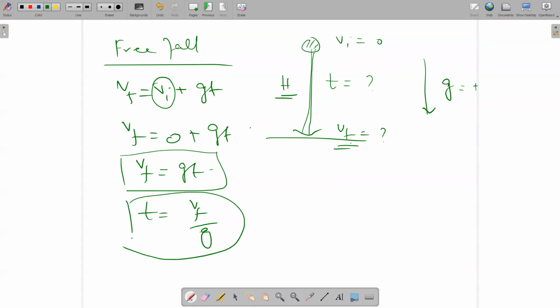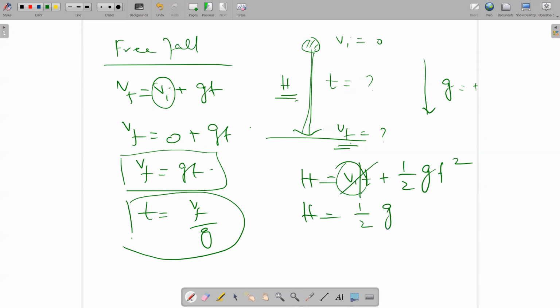And similarly, if you want to find H, what will you do? H is equal to VI T plus half GT square. VI is 0, so this factor is 0 and the answer is 1 over 2 GT square. And this formula you will use in your practical lab when you study this experiment that is called free fall motion. In free fall motion, you will use this formula and find the time or find the distance.